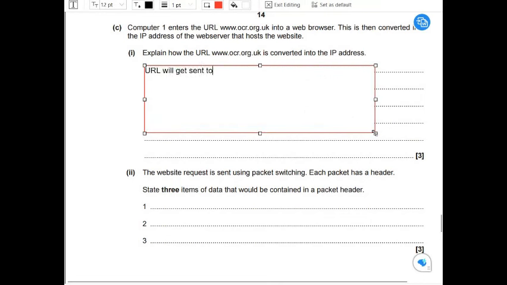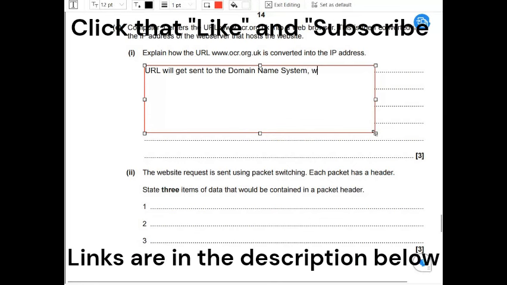The URL will get sent to the domain name system, which will then look up the IP in its database. And then the DNS returns the IP address. However, if it's not found, the DNS will send it to a higher level DNS and it will keep going higher, and if they still can't find it, you can't find it. Okay?